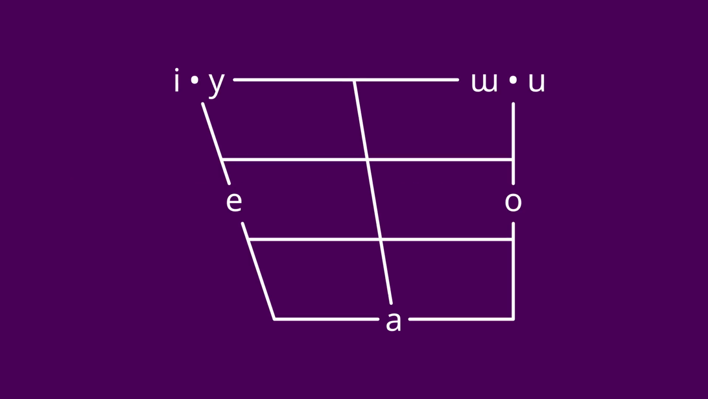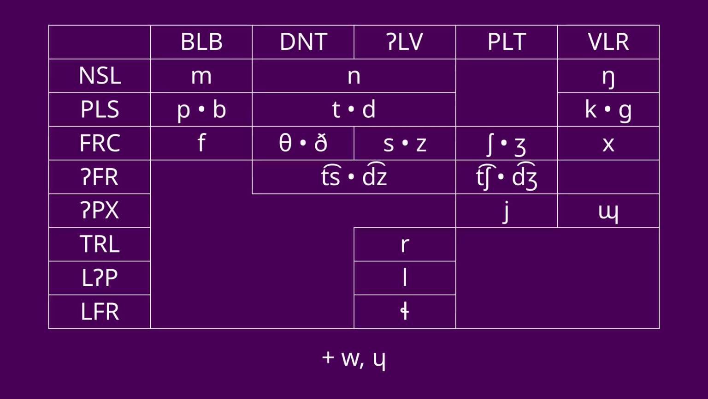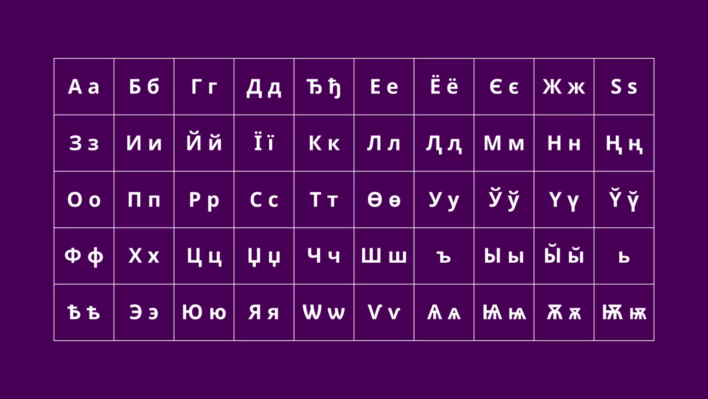The vowel phonemes of the language are I, U, U, E, O, and A. The consonants of the language are M, N, Ng, P, B, T, D, K, G, F, Th, Th, S, Z, Sh, J, H, T, D, J, J, Y, L, R, L, H, W, Y. To write the language, a variation of the Cyrillic script is used.